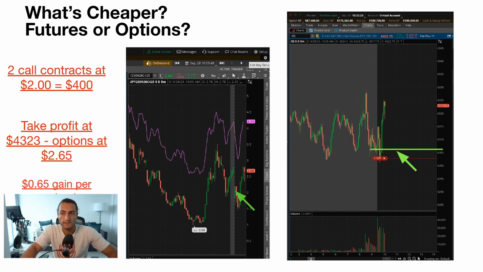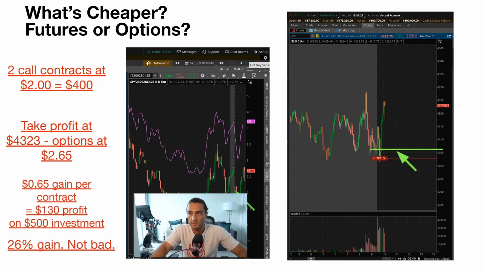Well, that's about a 65-cent gain per contract, which equals $130 profit on an almost $500 investment. Okay, so that's a 26% gain, which is not bad. I'm not saying don't trade options. I'm just breaking down the two.